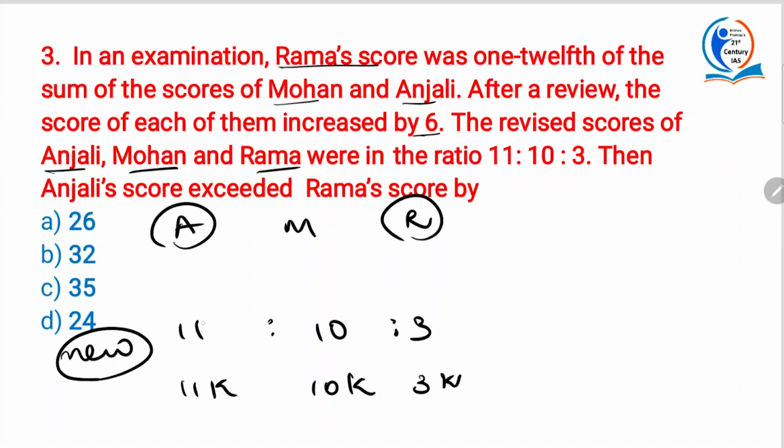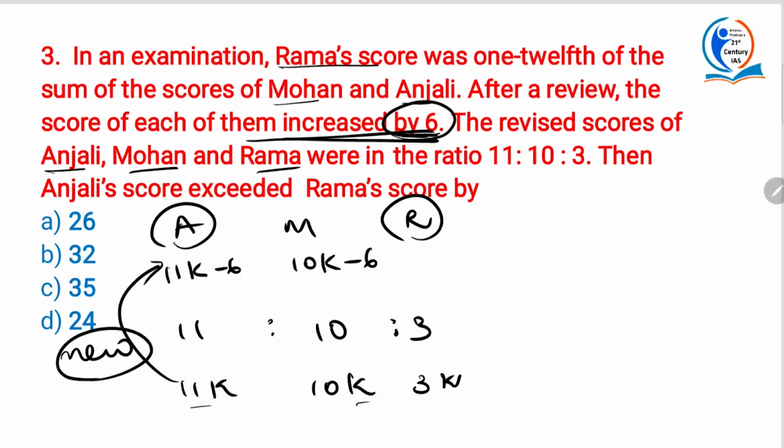Alright. So, what was the original score? From the original score to get the new score, we have added 6. That's what they have given, right? Increased by 6. So, the original score would become 11k minus 6, 10k minus 6, 3k minus 6.